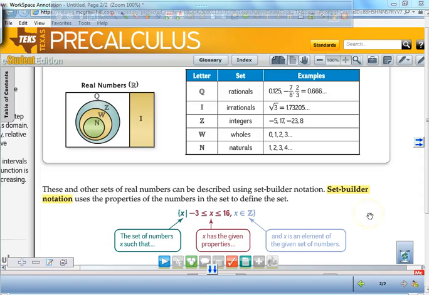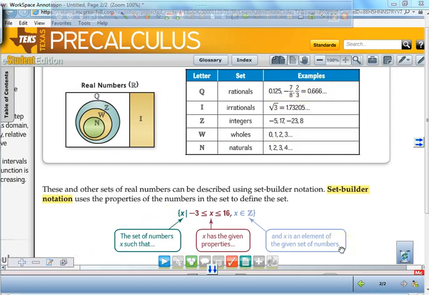Alright, today everybody we're starting in Chapter 1, Section 1. We're going to be dealing with functions. And inside all functions, you're dealing with the real number system. I want you to pay attention to these rational numbers. What do you notice about all of these rational numbers right there?